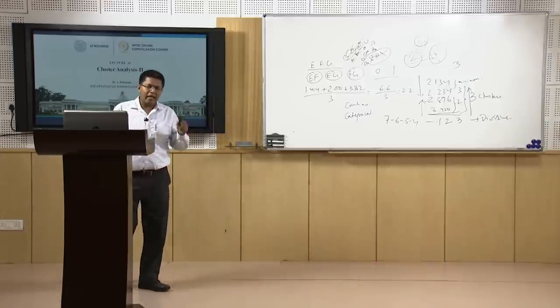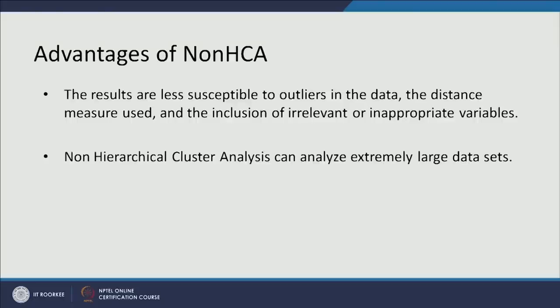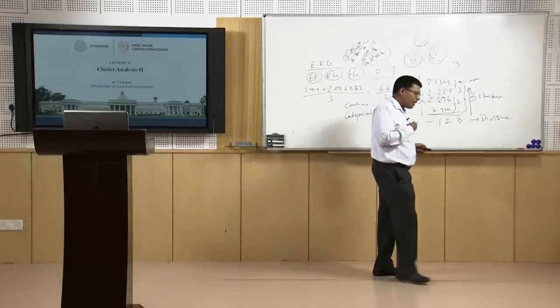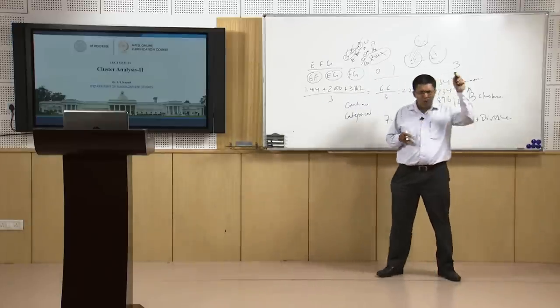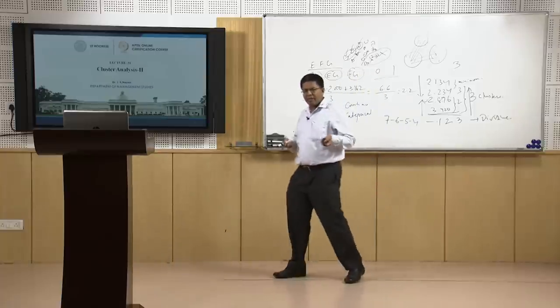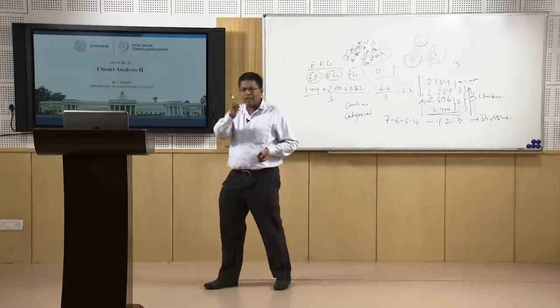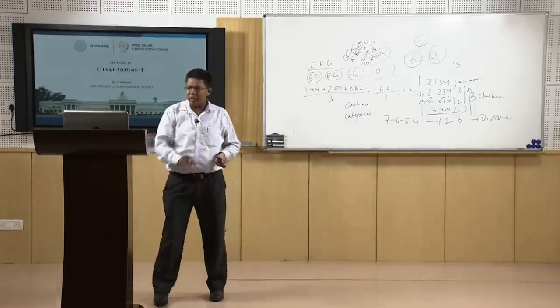Advantages of non-hierarchical or k-means clustering. The advantages are that they are less susceptible to outliers in the data. Why? Because we are not squaring it, right. The distance measure and the inclusion of irrelevant and inappropriate variables. Why is it happening? In non-hierarchical clustering, it is not a tree-like structure, right. So there is no stepwise approach. Rather, we identify some seed points as the basic starting point, right.